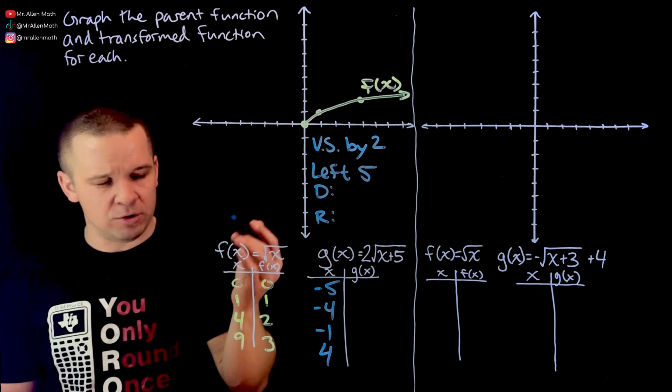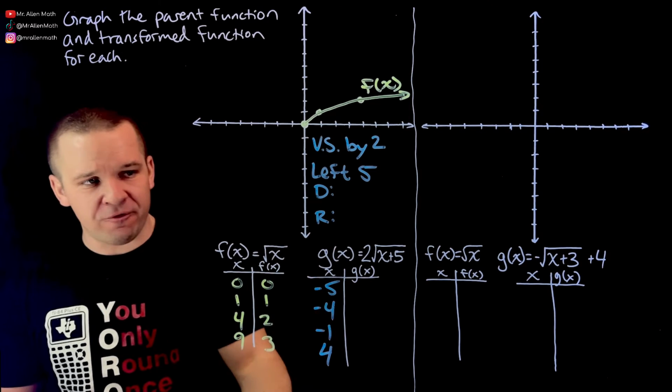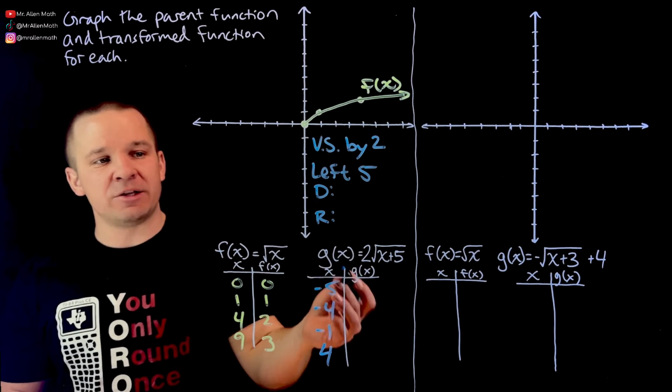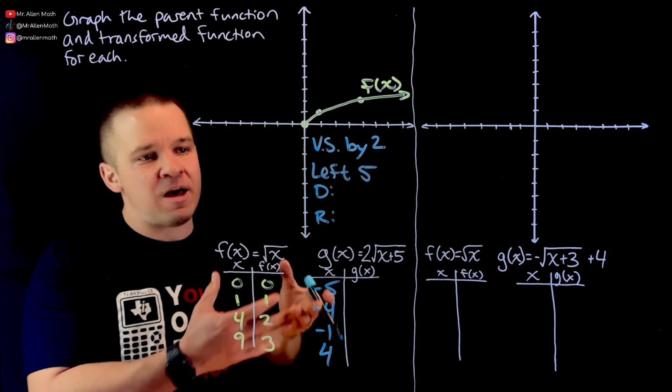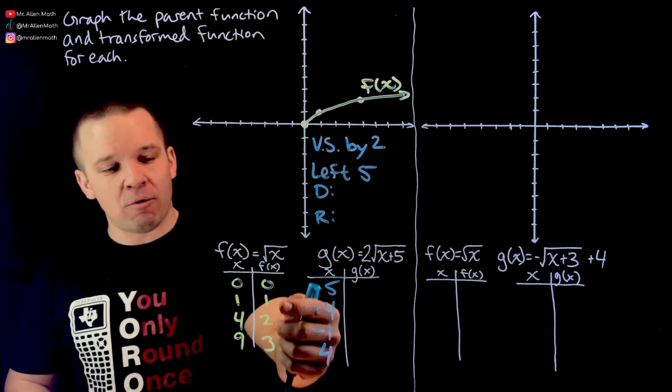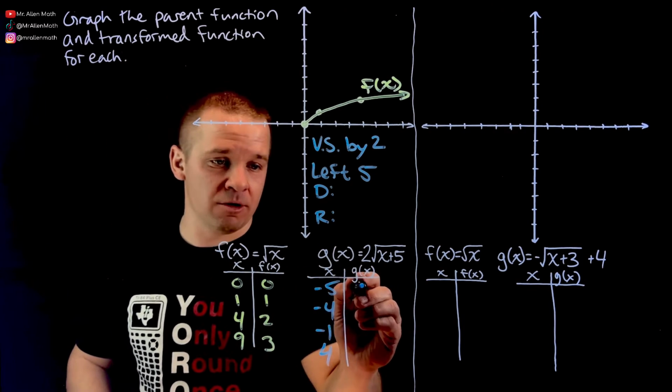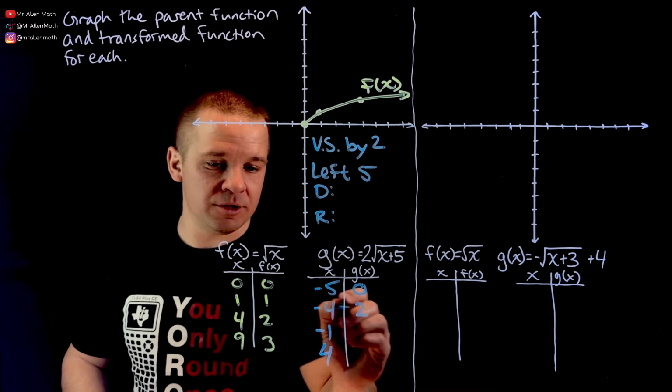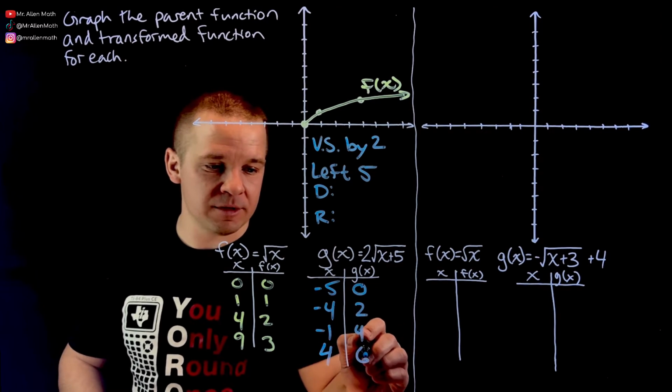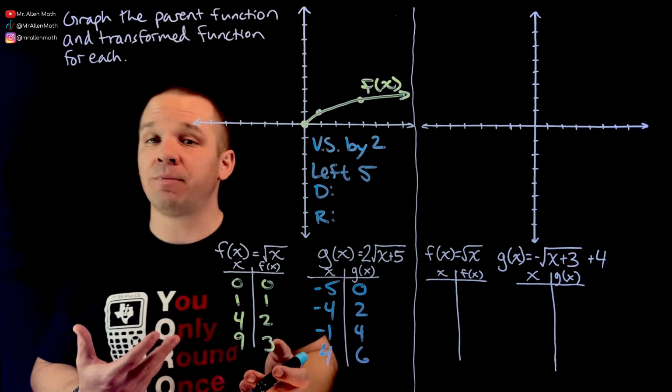That looks good. Beautiful. Now, for my f of x's, it's a vertical stretch by 2. I'm multiplying the output of that radical by 2. So all my y values would get multiplied by 2. 0 is not going to change. That'll become 2. That'll become 4. And that'll become 6. And now I can plot all these points, okay?